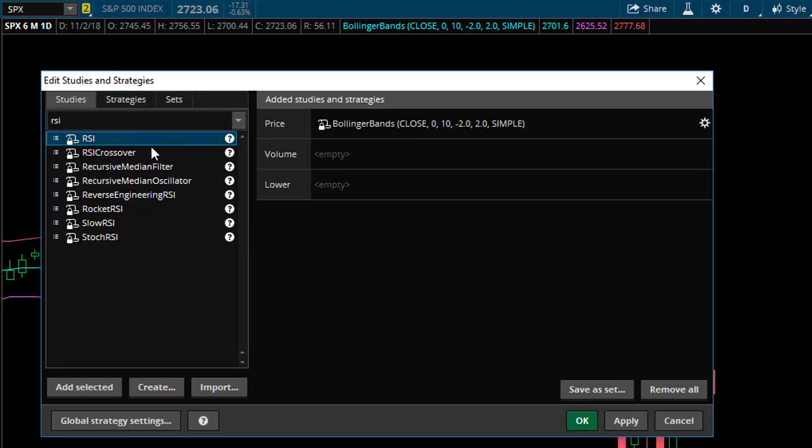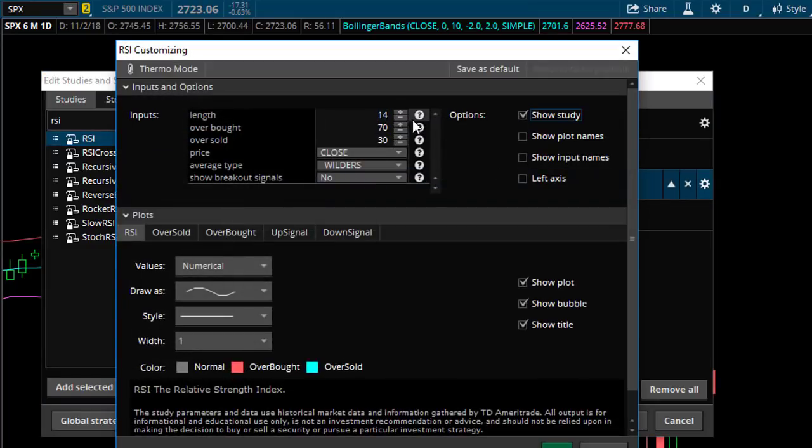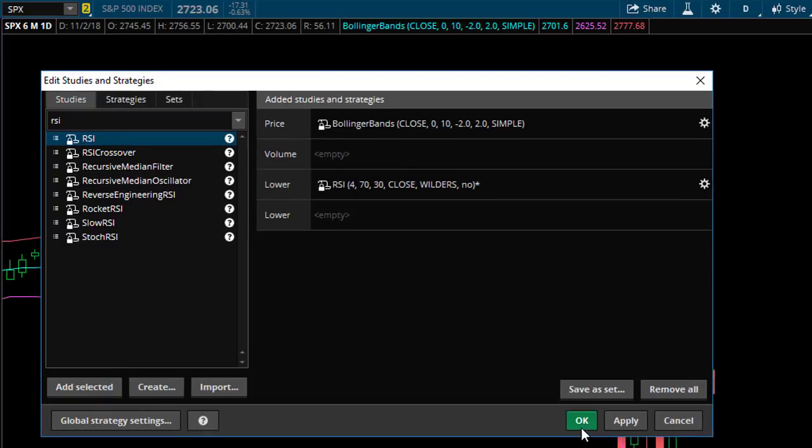I've been using a shorter time frame, which I've done a lot of videos on, where you can also find extreme moves with the RSI. I'm going to use the default oversold and overbought settings of 30 and 70 with an RSI of 4.